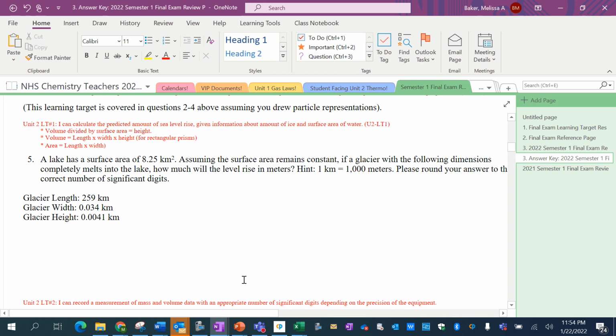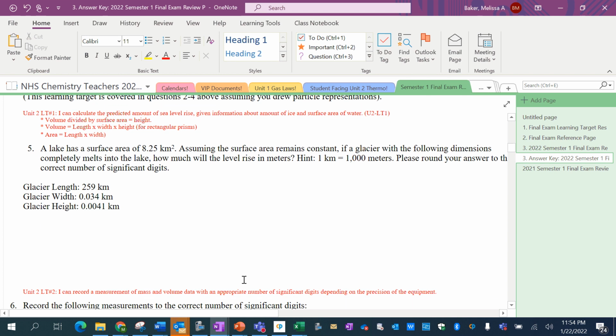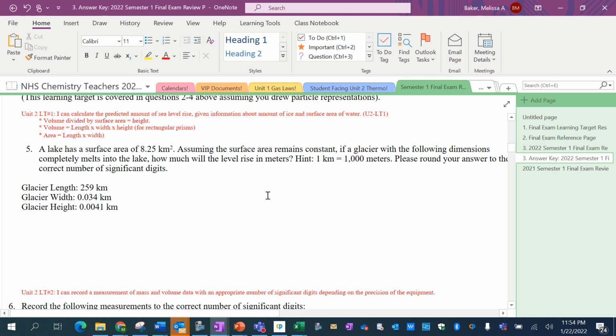Okay, moving on to Unit 2. A lake has a surface area of 8.25 kilometers squared. Assuming the surface area remains constant, if a glacier with the following dimensions completely melts into the lake, how much will the level rise in meters?